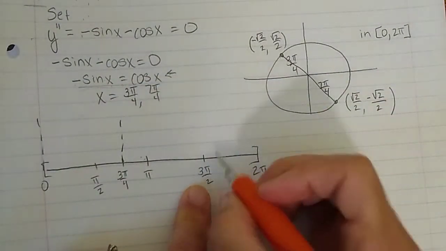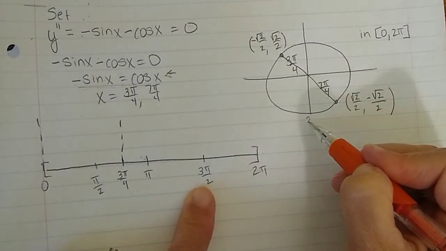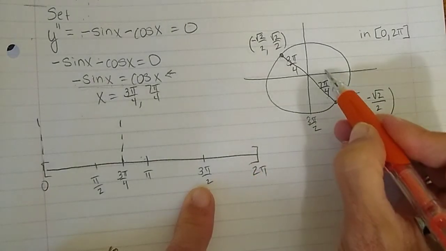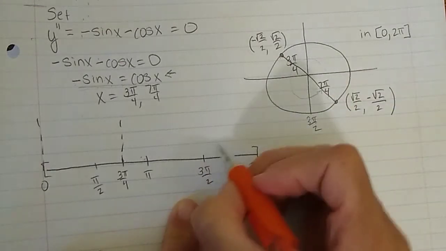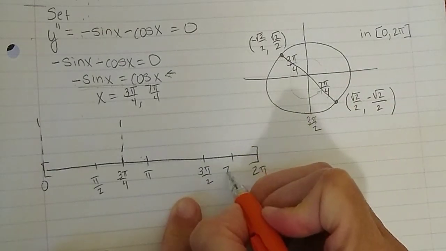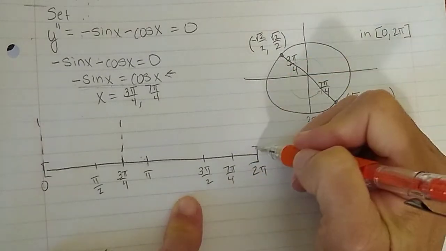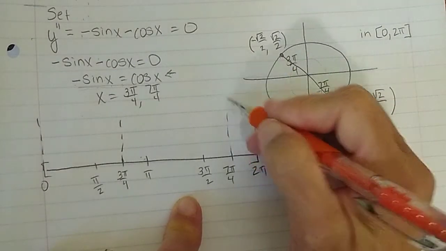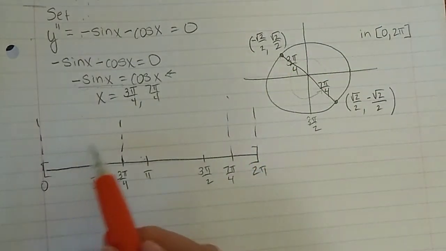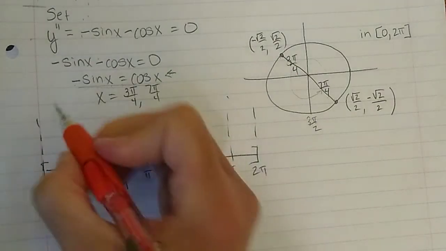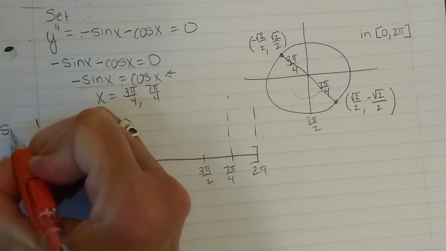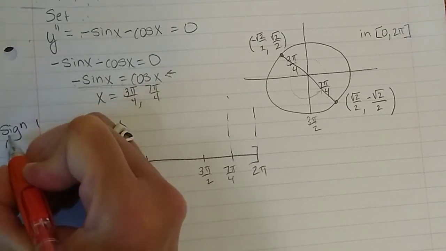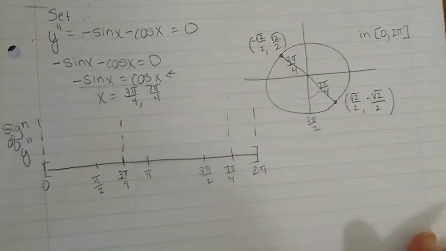And 7 pi over 4 is bigger than 3 pi over 2. Thinking of it in terms of rotation, you rotate past 3 pi over 2 to get to 7 pi over 4. It's right in the middle of these two. And so now we just need to check the sign of the second derivative. And here's our note to ourselves. We want the sign of y double prime.